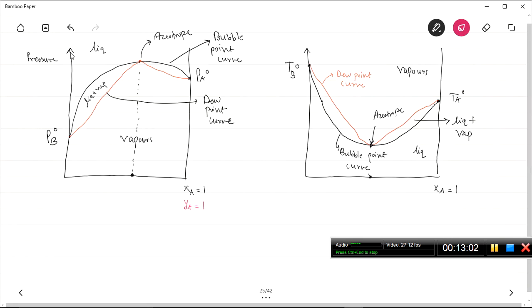If you look at the value of pressure at this point, it is more than both PA0 and PB0. So vapor pressure is more, so the boiling point will be less.